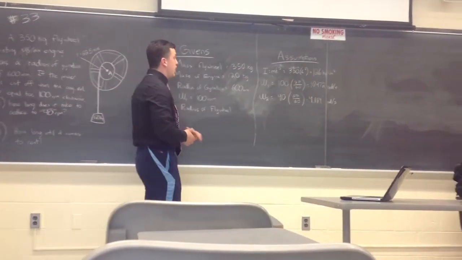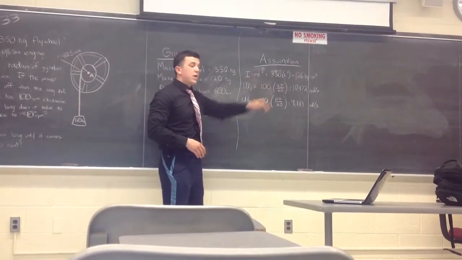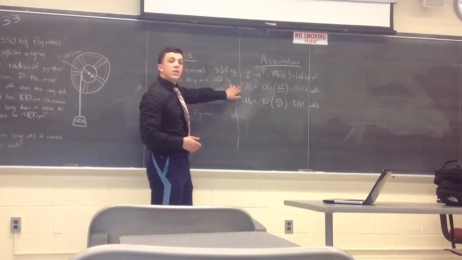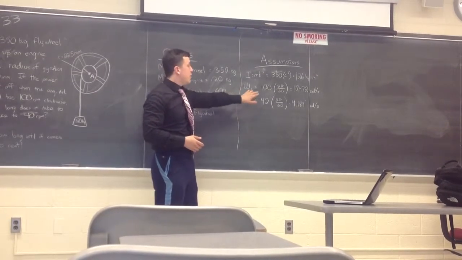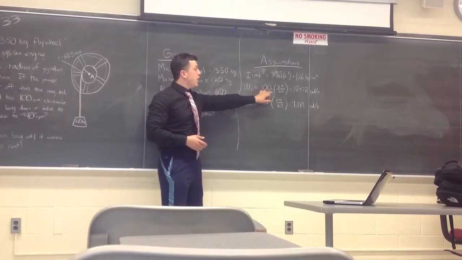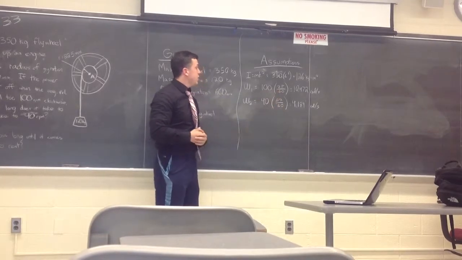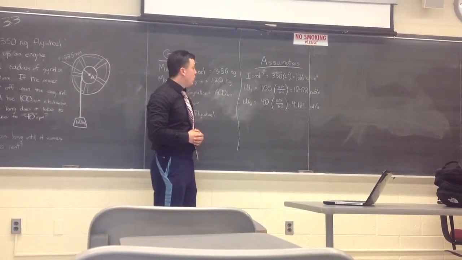From that, we can assume that I is equal to mk squared, which we calculate out and get 120 kilograms per meter squared. And we can also find the angular velocity at time 1 and time 2. We do that by multiplying the RPM times 2 pi divided by 60 for the 60 seconds in a minute. And that's our answers for those two, omega 1 and omega 2.